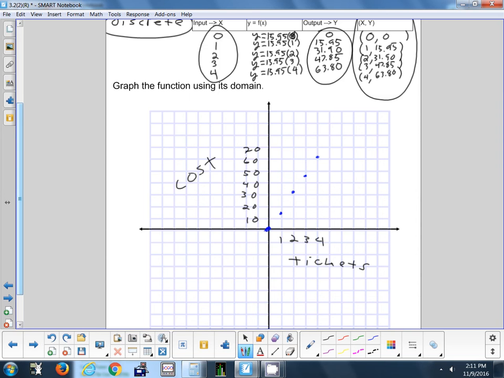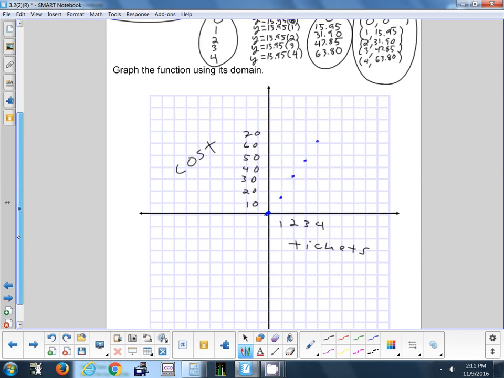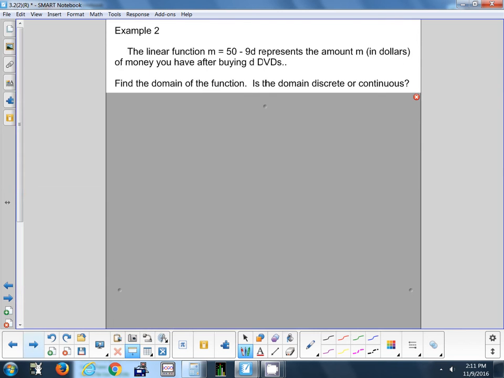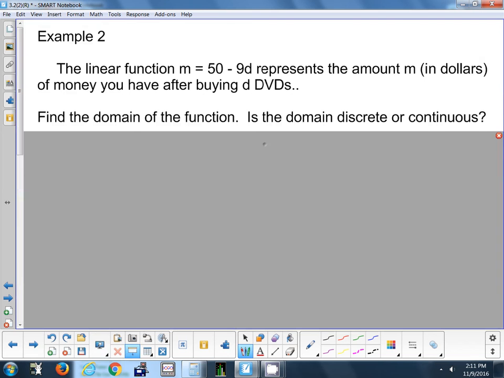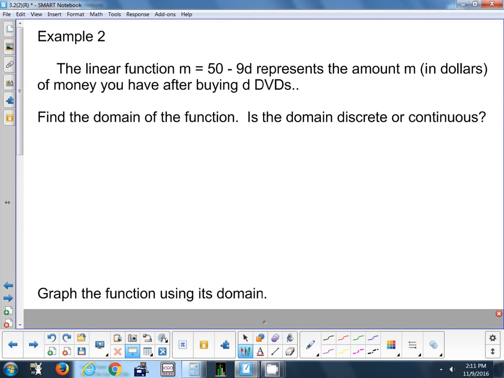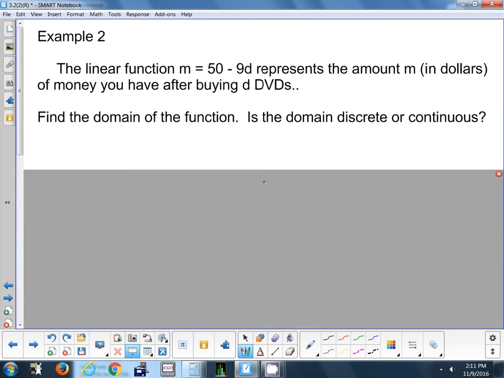Okay, any questions on that one? Nope. Okay. Does everybody have the table? Next one. Okay, this one we are not going to graph. We're going to do everything but the graph. Yeah, we'll skip the graph.